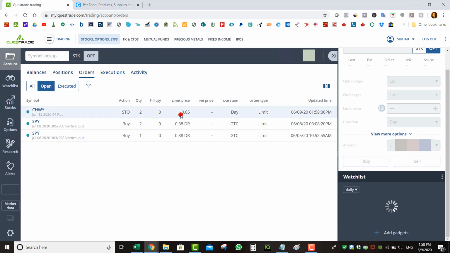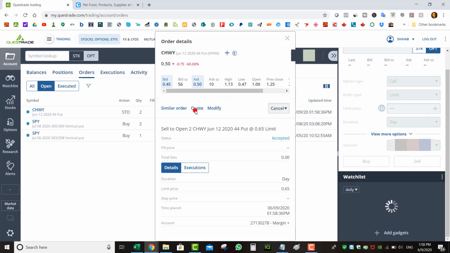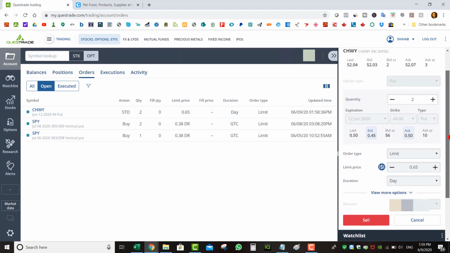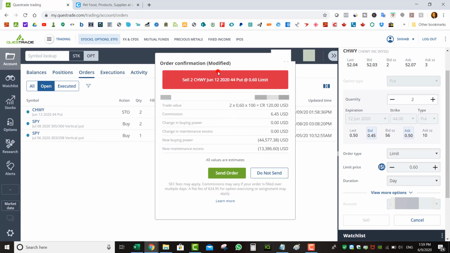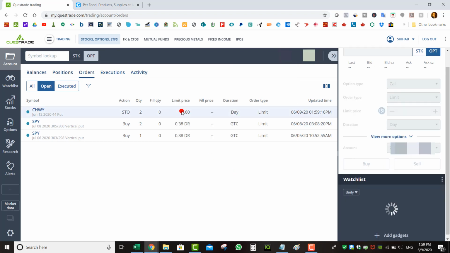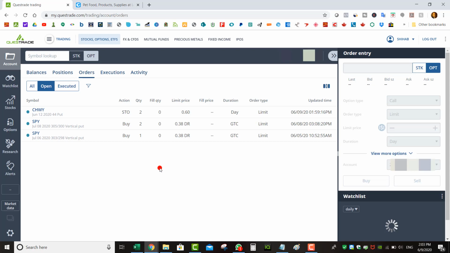And if I wanted to change or modify it, I simply click on it, click modify, and I could bring the price down, for example, if I want, and then click sell again. And if I click sell, it gives me another confirmation, order modified. So now it's 2 times 60, 120, commission 6.45, send order. So here you go. Now I'm at 44 strike, sell to open, 2 contracts, 60 cents. That's what I'm asking for. It's only going to get filled if Chewy drops a little bit. So this is how you would sell the naked put with Questrade.